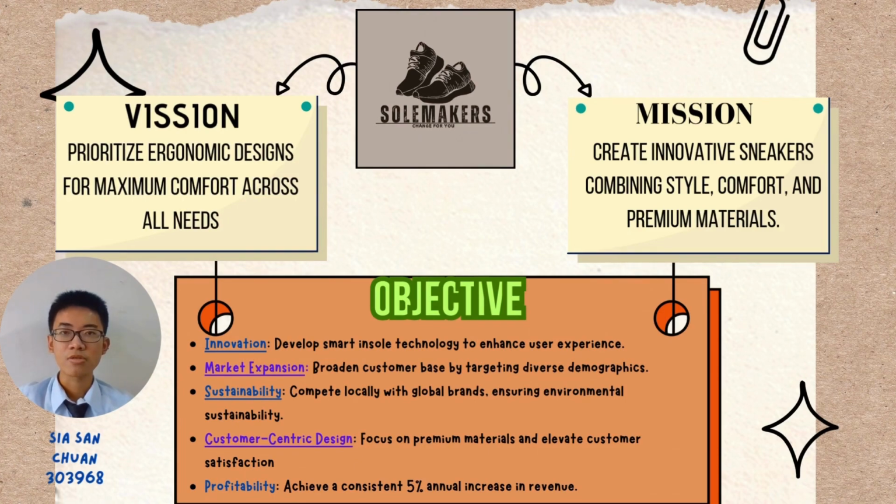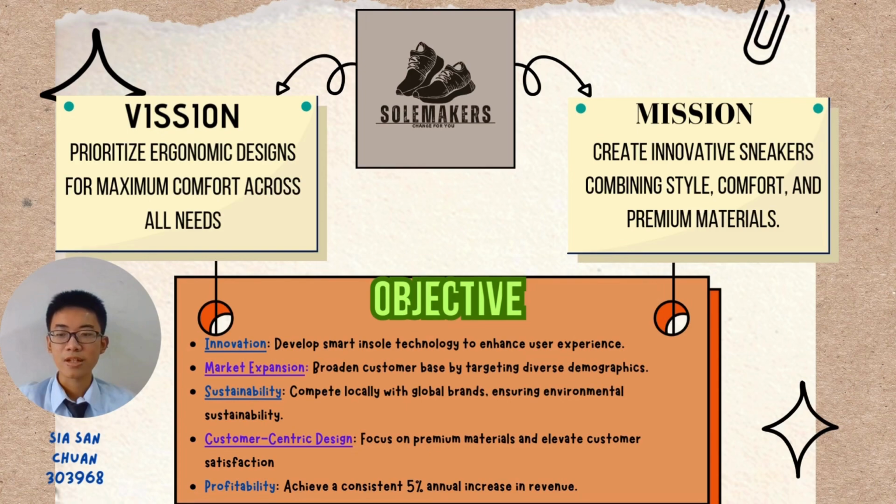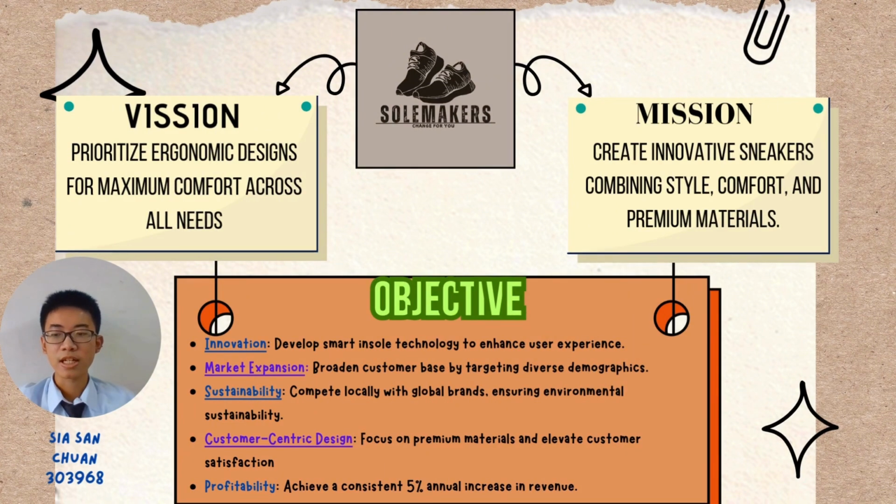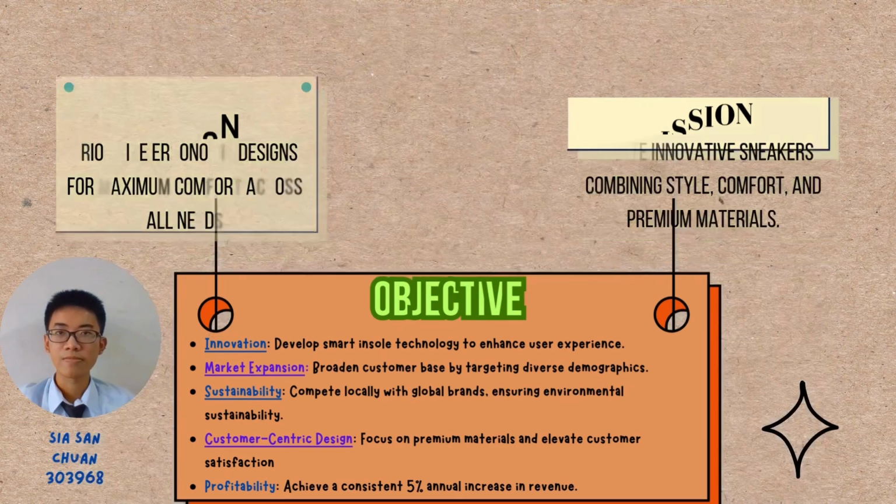For the first one, innovation: develop smart in-store technology to enhance user experience. The second is market expansion: broaden the customer base by targeting diverse demographics. For the third, sustainability: compete locally with global brands, ensuring environmental sustainability. The fourth is customer-centric design: focus on premium material and retail customer satisfaction. And for the last one, profitability: increase our company revenue by 5% every year.